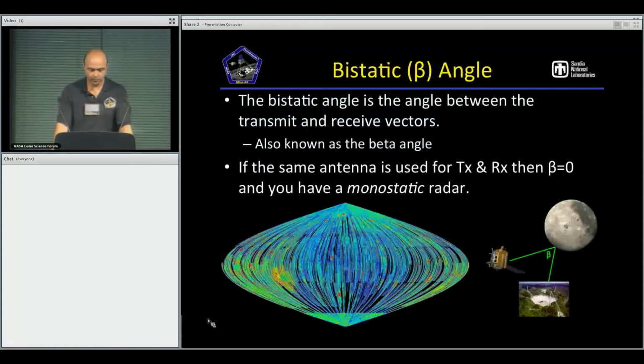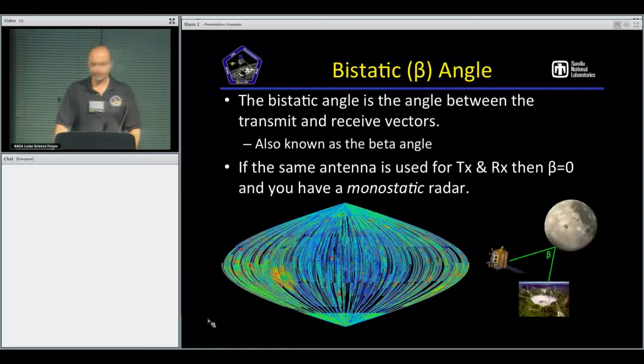These data will provide important independent evidence on the locations of volatiles in the polar regions, and it's only possible by having one of the two radars in lunar orbit, and I'll let you guess which one. So it's all about the bistatic angle. The bistatic angle is the angle between the transmit and the receive vectors for the two radars. It's also commonly referred to as the beta angle.